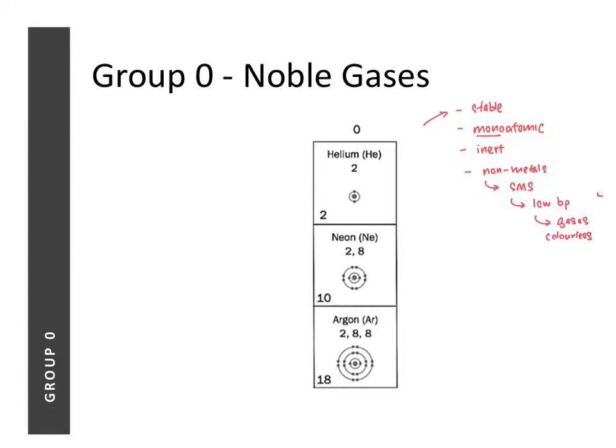Right, so by the name noble gases, what does it mean? Noble means they are inert, they don't undergo any reaction. Gases indicates that they have very low boiling points.